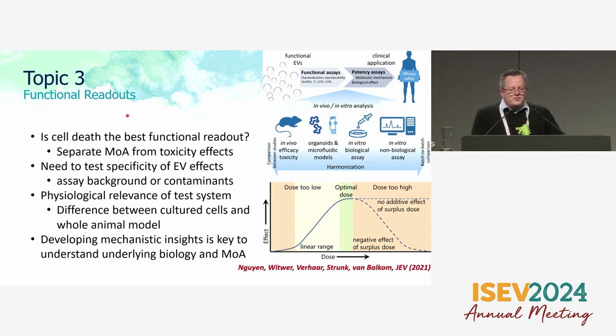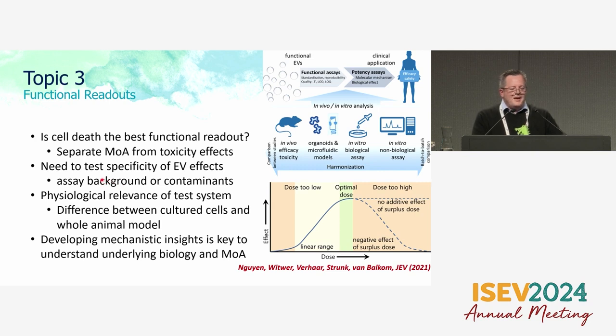In terms of functional readouts, another big question, is cell death the best functional readout? If you apply a high enough dose of anything, you will kill your cells. So we need to think about whether this is the best readout. And again, thinking about mechanism of action. Cell death might be the readout you're looking for, but trying to understand what is leading to that is really important. And we also need to be able to test the specificity of the EV effects.